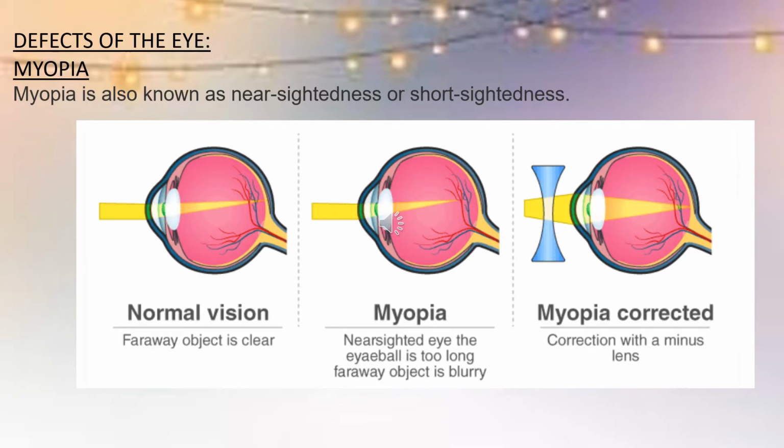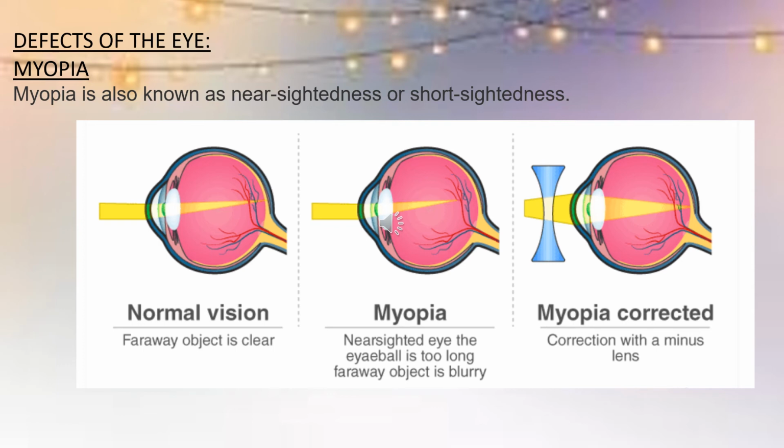Defects of the eye. The first one is myopia. What do you mean by myopia? It is called nearsightedness or short-sightedness. So nearsightedness or short-sightedness, what does it mean? That means you can see the nearby object clearly. If you keep a book, you are able to read, but not the distant one. What is written on the board? I am speaking about if you are sitting inside the class and the person is having myopia, in that case they are able to read the book, but not the board.